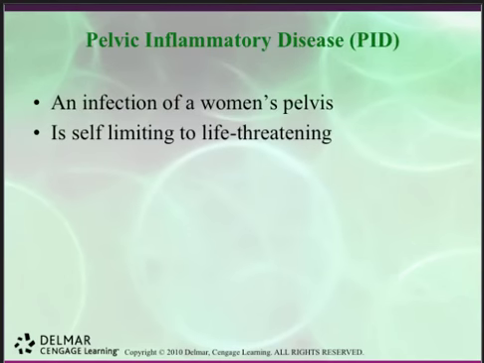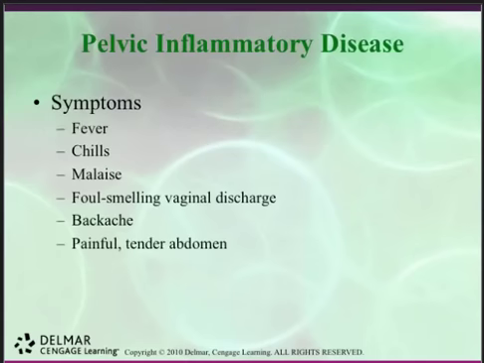Okay, pelvic inflammatory disease is an infection in the woman's pelvis. It is self-limiting to life-threatening, and it can affect all the female reproductive organs. The symptoms include fever, chills, malaise, foul-smelling vaginal discharge, backache, and painful tender abdomen. Those at risk are young, sexually active women, especially those with more than one sex partner. PID is usually started as a sexually transmitted disease, and the pain associated with it may make even walking a difficult task.